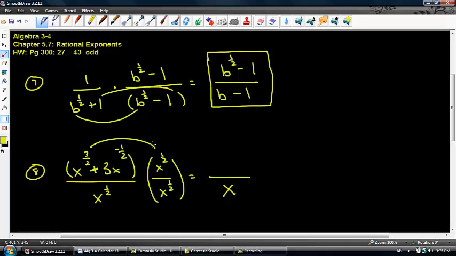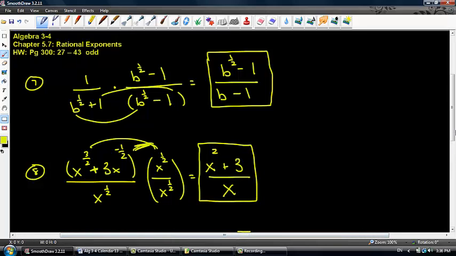The top is going to get the distributive property, so I get x to the 1/2 times x to the 3/2, that's x to the 4/2, which is x squared. This side is going to be 3. And then x to the negative 1/2 times x to the 1/2 is x to the 0, so that's 1. So 3 times 1 is 3. That means that that's as far as you go.